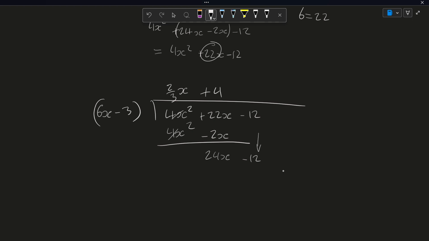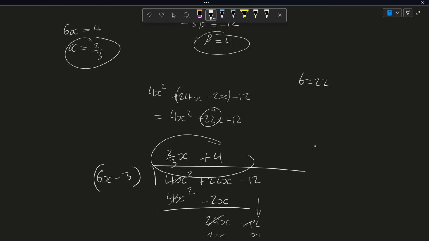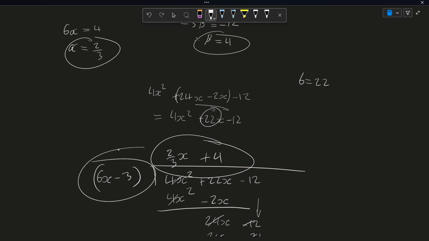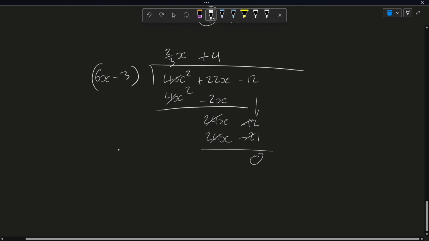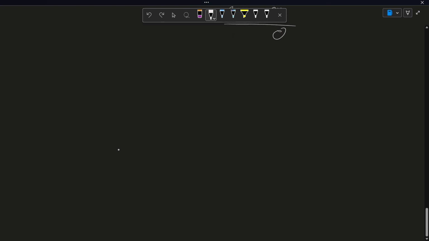We already know we're going to cancel, don't worry about that. Minus 12 so happens to cancel. We're left with 0. 0 means it divides perfectly. It means we know for a fact that this expression multiplied by this expression gives the original, therefore we know that this is going to be our b no matter what. Problem solved. Quite a nice problem actually. I feel like 3 marks maybe. Probably like 2.